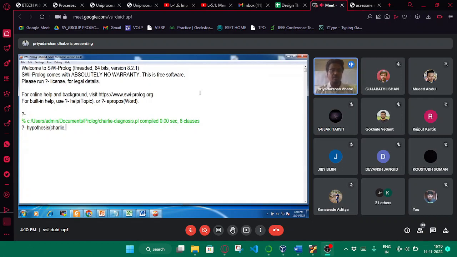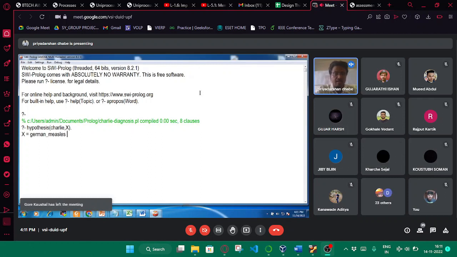Because I would like to know the name of the disease Charlie is suffering from, I will write capital X. Anything written in capitals is considered a variable. Complete this, and please put a dot. Every query in Prolog ends with a dot. Now hit the enter key. Prolog has responded that the child is suffering from German measles.